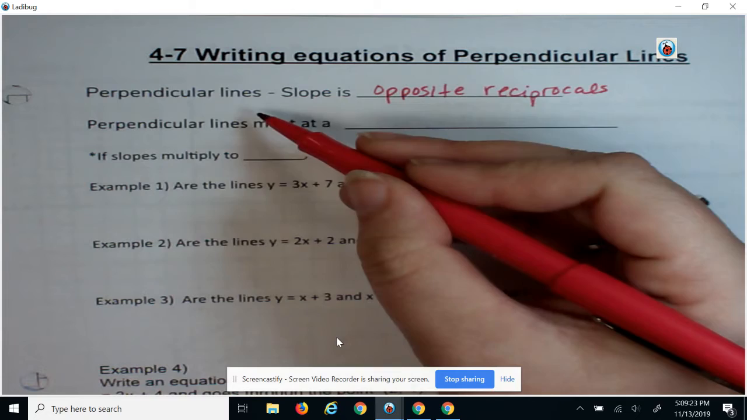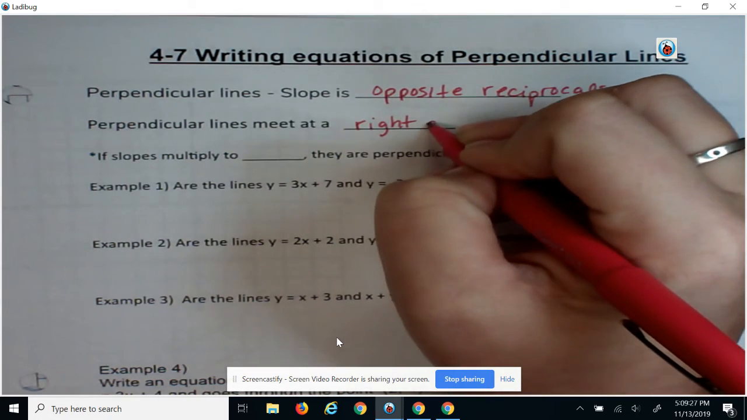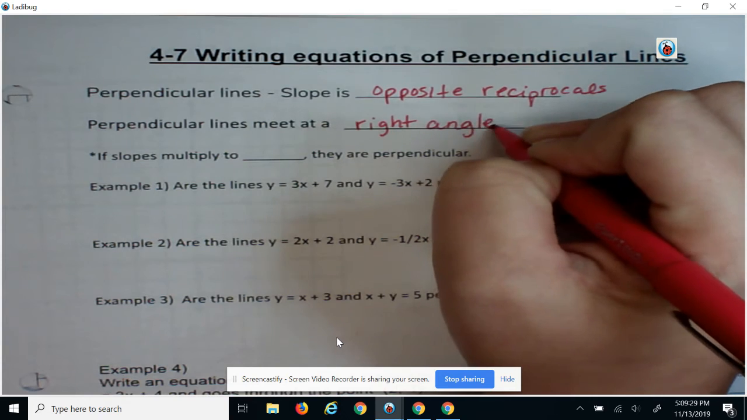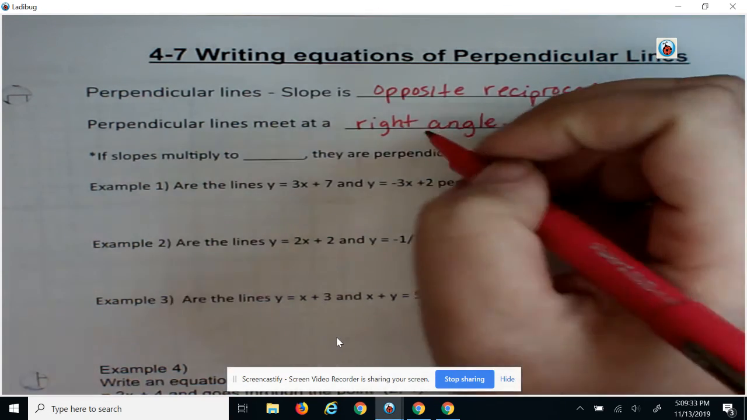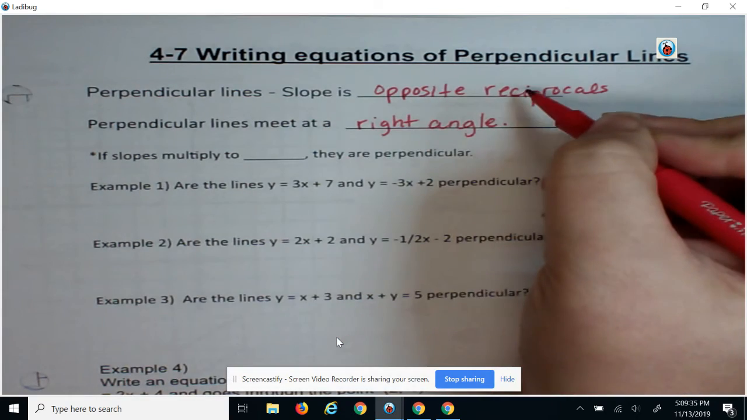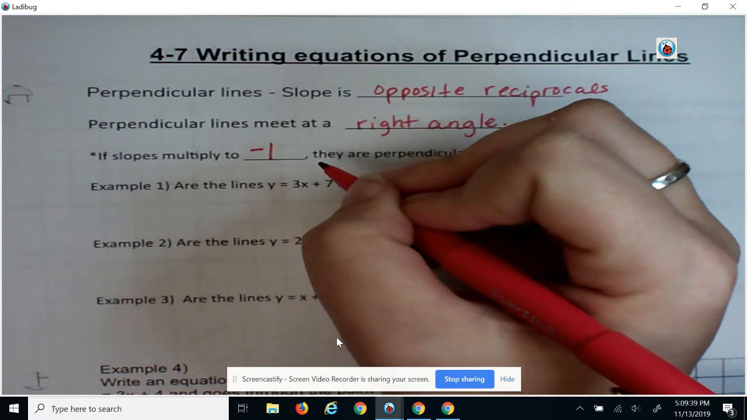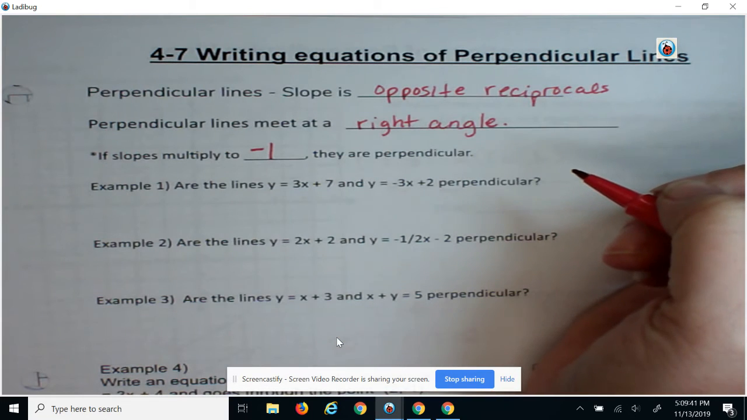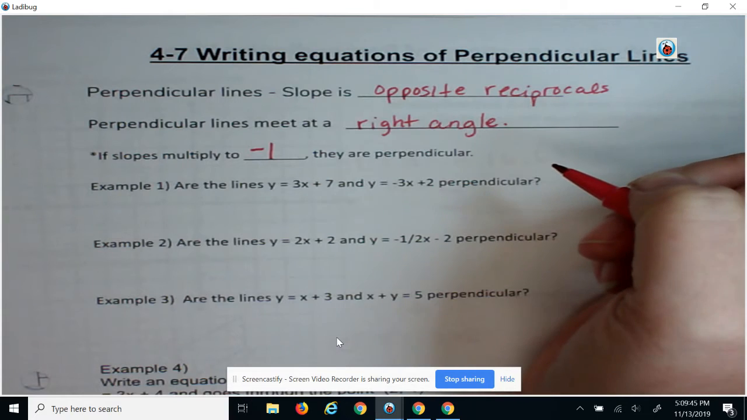Perpendicular lines meet at a right angle. So they're going to cross, but they're also going to cross at a right angle. Another way to think about opposite reciprocals is if they multiply to -1, they are opposite reciprocals. So that's another way you can check to see if the lines are perpendicular.